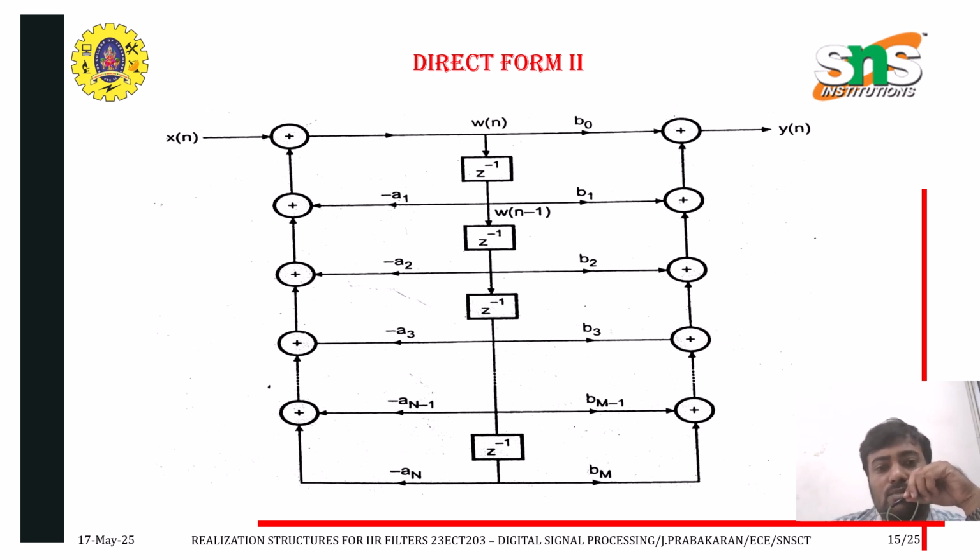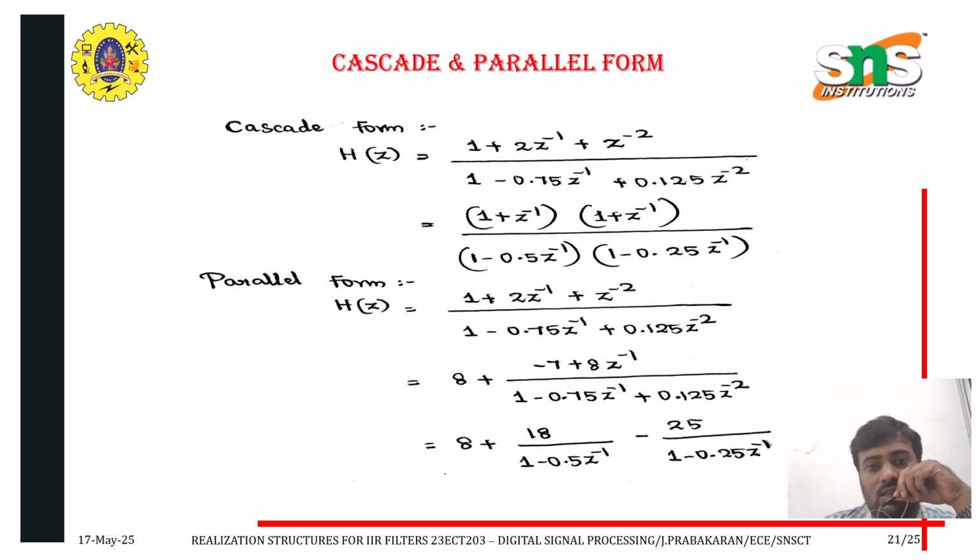The left side is nothing but W of z, sorry, X of z divided by W of z, and the right side is nothing but W of z divided by X of z. And another one is the cascade form.